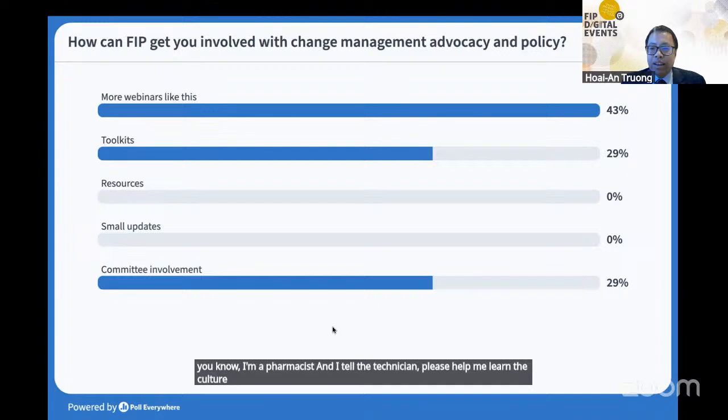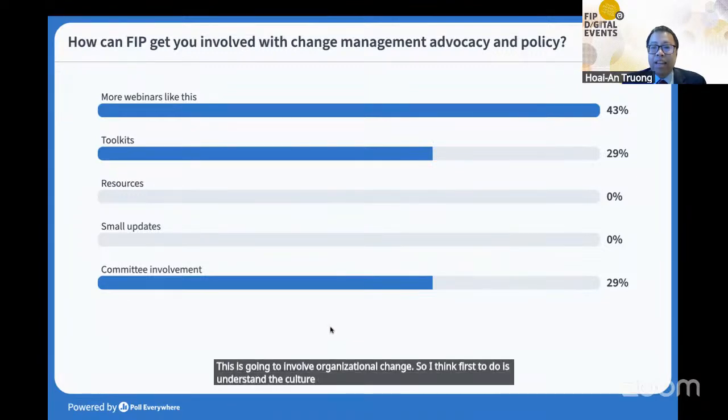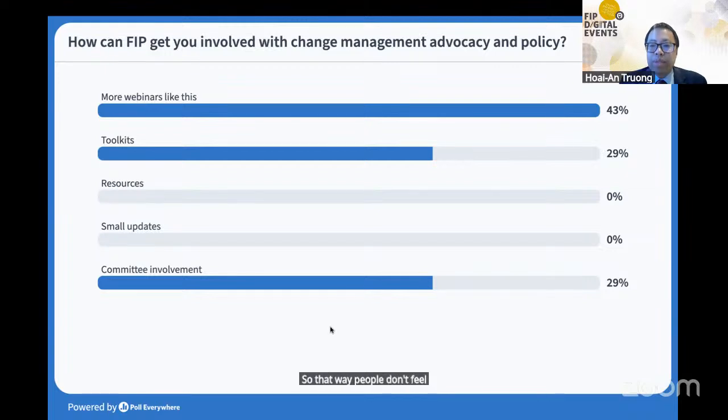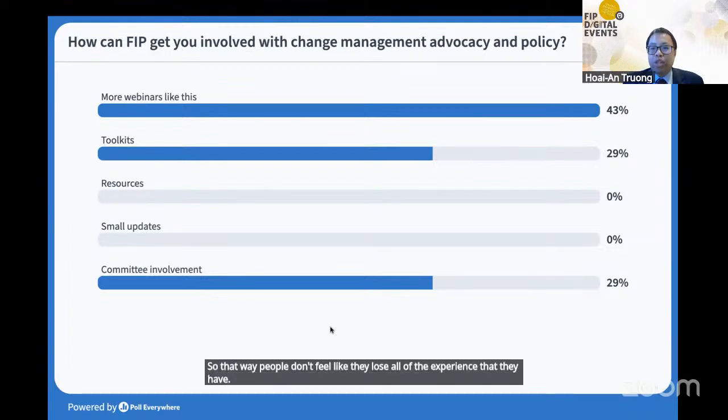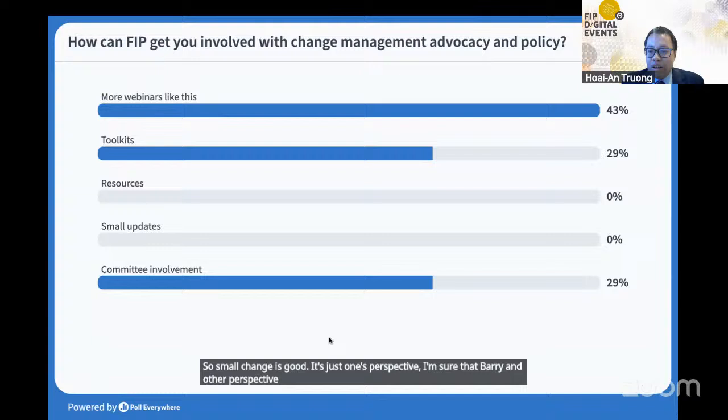Similarly, if you ask about the culture in country X, Y, or Z, or organization X, Y, or Z, this will involve organizational change. So I think the first thing to do is understand the culture, and then after that we can discuss how we can change slowly, in small increments, pilot tested, so that people don't feel like they lose all of the experience that they have, right? So small change is good. It's just one perspective. I'm sure that Barry and Jeanine have other perspectives, and other people feel free to share in the chat also.